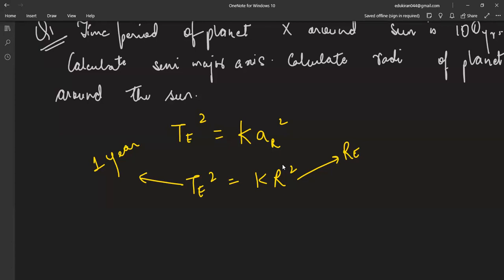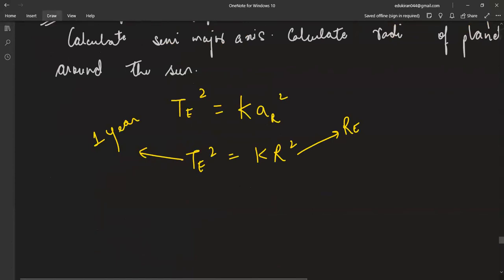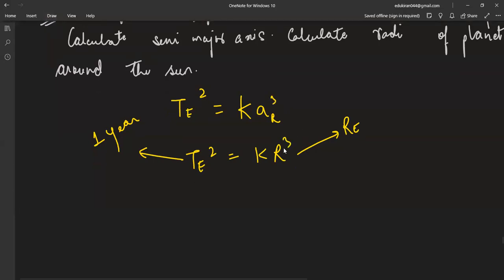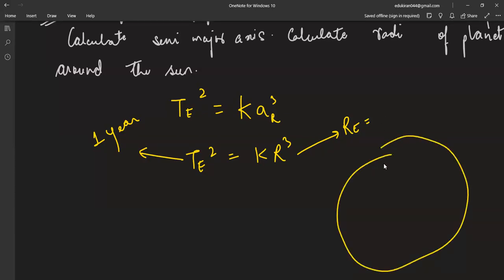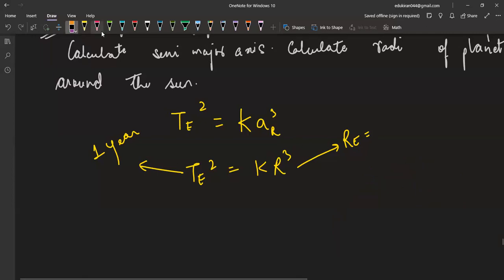Ma'am, how did we get a square? A square is in the law, no? Okay, you're saying cube. Yes, this is cube. R cube. See, this is not the radius of Earth itself, the one from the center of Earth to the surface. You are not taking that, because you are not calculating rotation or any other component of Earth.